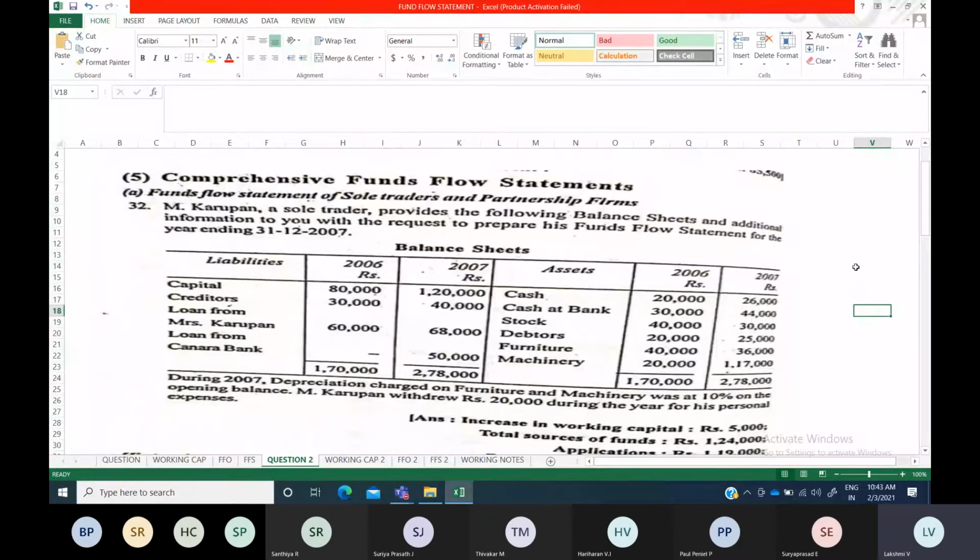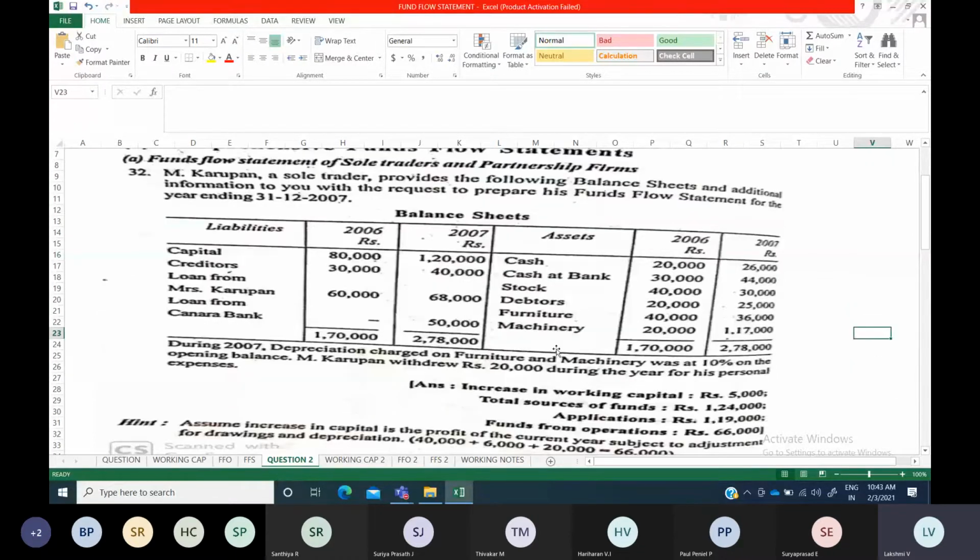Because in joint stock companies there will be share capital, debentures, everything, so you'll be finding out either issue or redemption, and based upon that you'll put it under the sources and application of funds. For a sole trader business, you have to calculate your profit. Here the profit information is not available, so you have to prepare a statement for finding out the net profit.